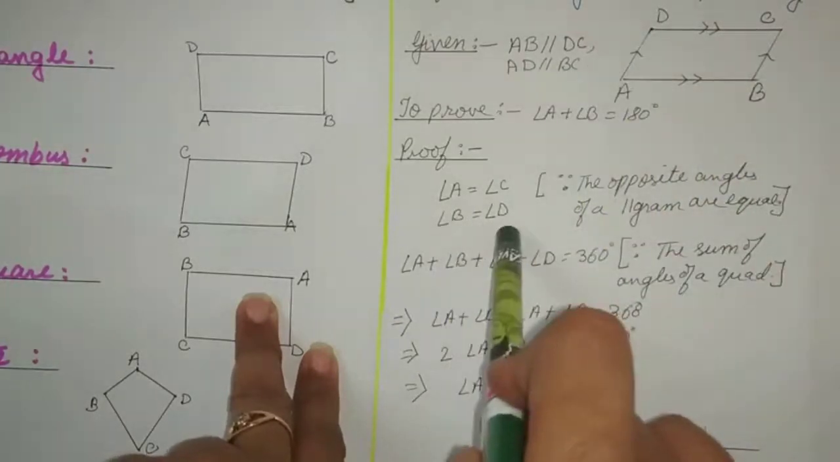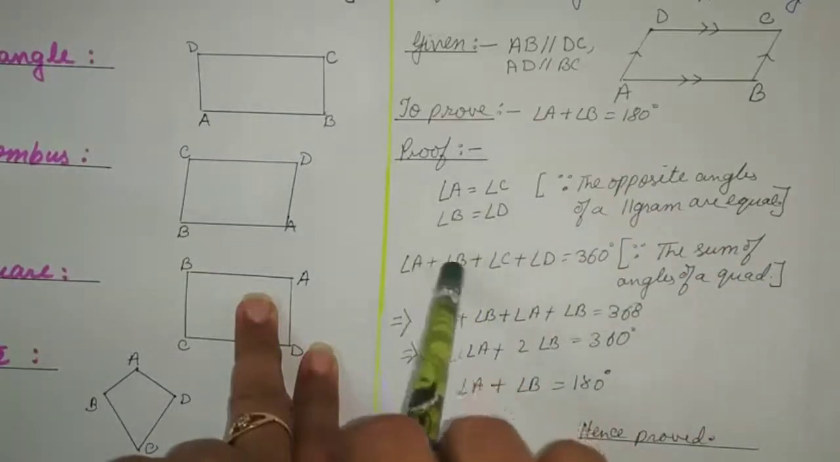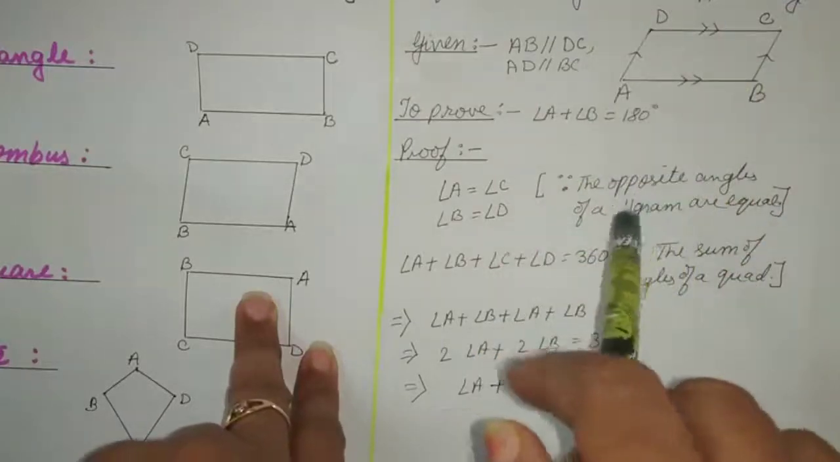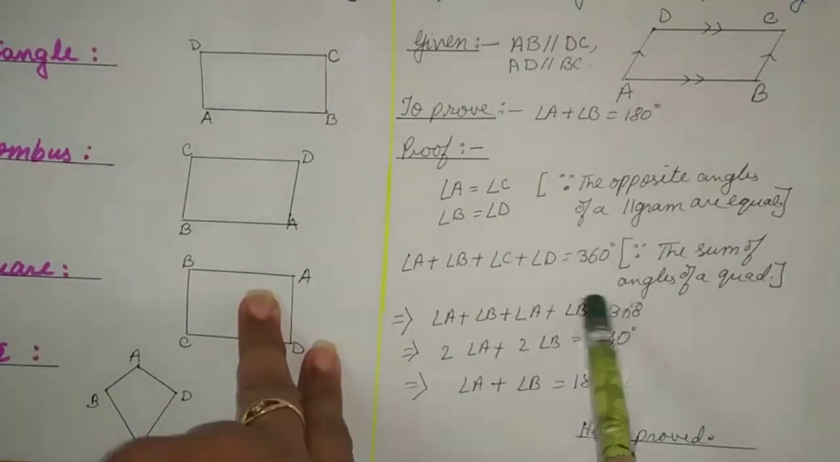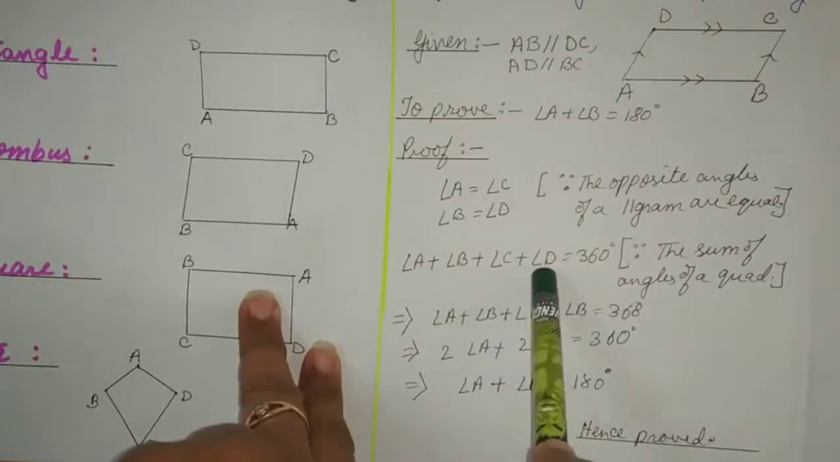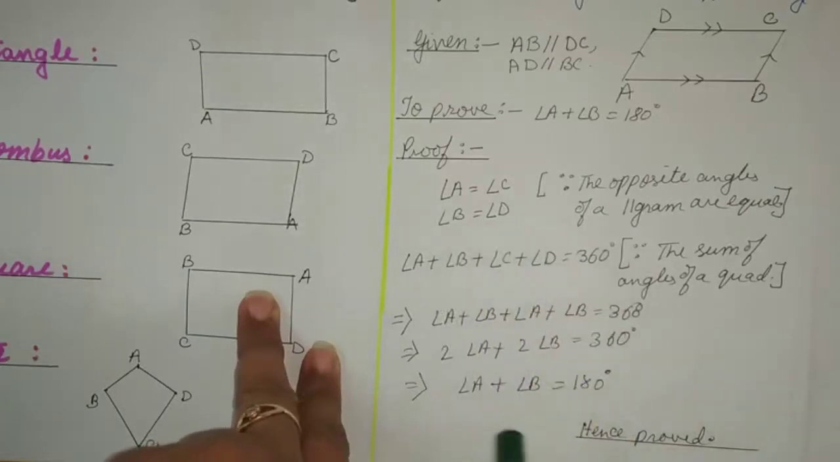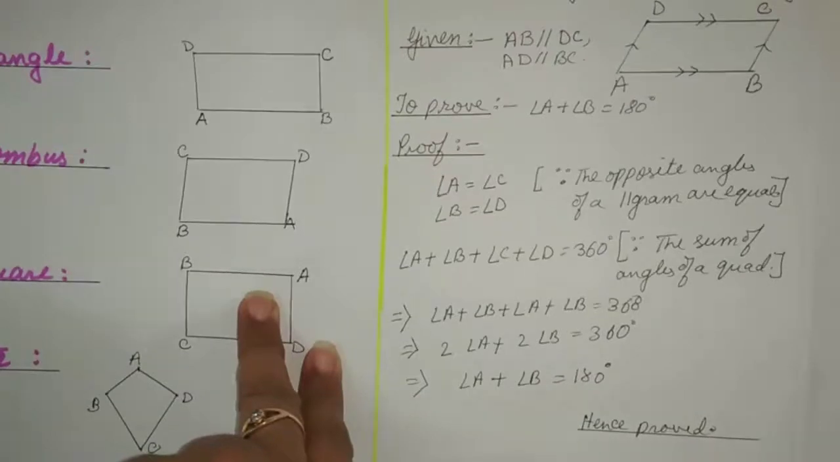Angle B is equal to angle D, B and D. If I add all the four, A plus B plus C plus D, we know that in a quadrilateral the sum of four angles is equal to 360. Now A plus B, instead of C I can write A, instead of D I can write B, because A is equal to C and B is equal to D. So twice angle A plus twice angle B is 360 degrees. So A plus B is equal to 180, hence proved.